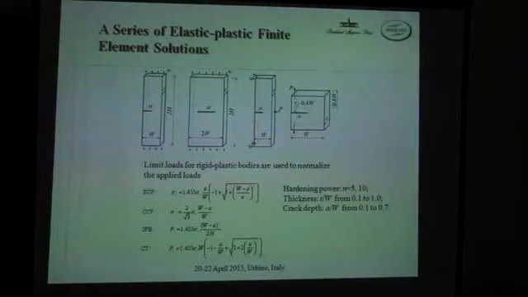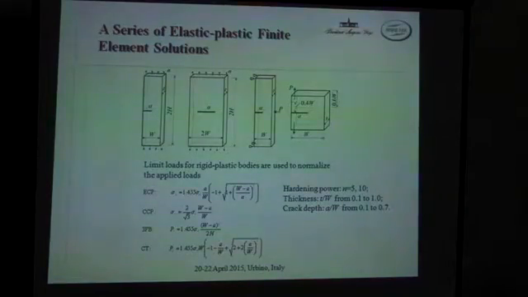In this research we have analyzed four configurations of specimen: edge crack specimens under tension and bending, center crack panel under tension, and CT specimen. For materials with hardening exponent N equal to 5 and 10, thickness of specimens varied from 0.1 to 1.0, and the crack aspect ratio was varied from 0.1 to 0.7.